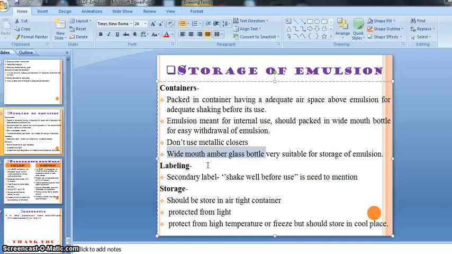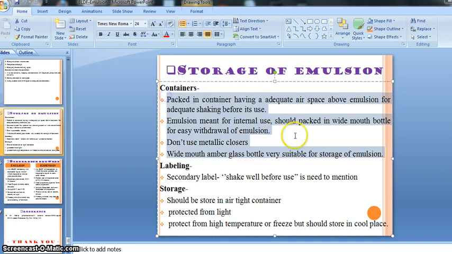That means a light sensitive drug. If our preparation has a light sensitive drug, then there is a recommendation to use a wide mouth amber colored bottle, and these amber colored bottles are suitable for the storage of our emulsion for a long period of time, right?